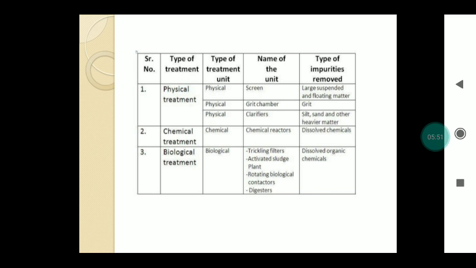The second treatment is the chemical treatment. For that we can use chemical reactors to remove the dissolved chemicals from the sewage. The next one is the biological treatment, in which we are using units like trickling filters, activated sludge plant, that is ASP, rotating biological contactors and digesters, which are helpful for removing the dissolved organic chemicals from the sewage before it is discharged into the natural stream.